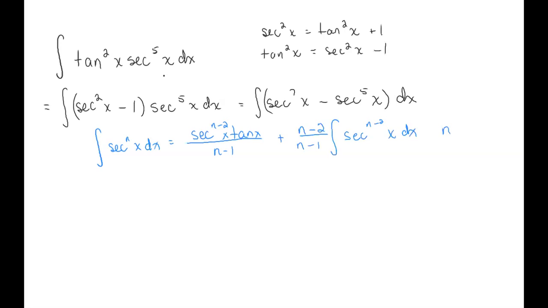And n can't equal 1. So this will work for any other power. Generally, we'll use it for powers that are larger than 0 in any case, but n can't be 1 because if it were, we'd end up dividing by 0. So there's our formula, and now we have to apply that formula to 2 different powers of secant.